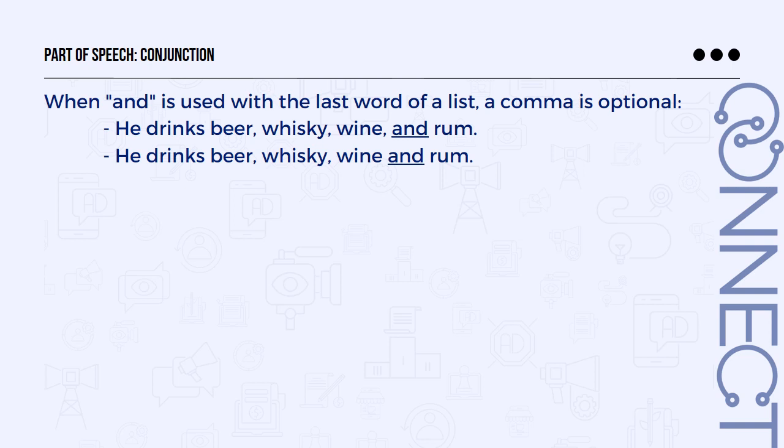Next, when "and" is used with the last word of a list, a comma is optional. So dito, tingnan ninyo yung pagkakaiba ng 2 similar sentences. He drinks beer, whiskey, wine, and rum. On the first example, we have a comma. He drinks beer, whiskey, wine and rum. Pwedeng wala siyang comma. Pero usually, gumagamit talaga tayo ng comma kapag independent masyado yung isang bagay.